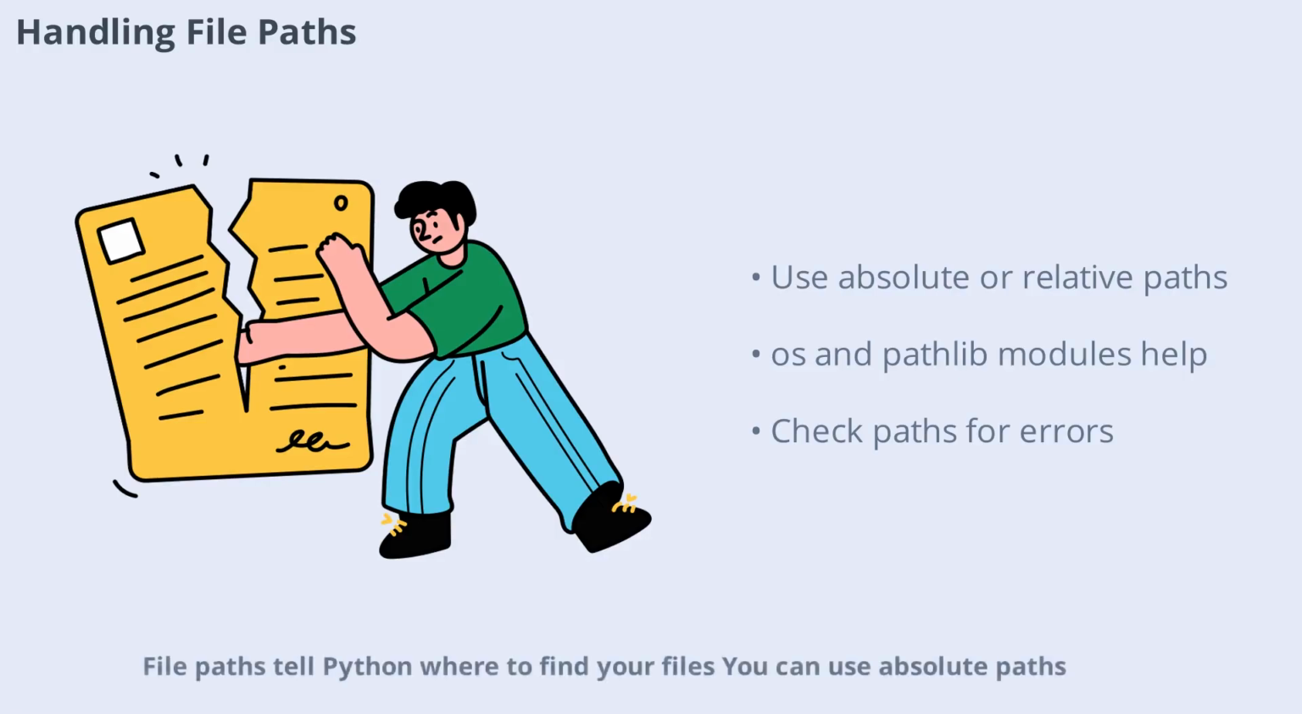File paths tell Python where to find your files. You can use absolute paths, which specify the full location, or relative paths, which are based on your current working directory. It's important to use the correct path format for your operating system. Python's os and pathlib modules help manage paths and make your code more portable.